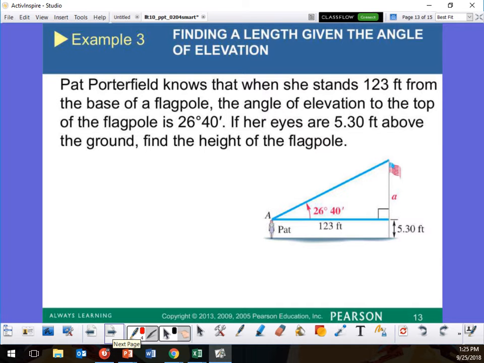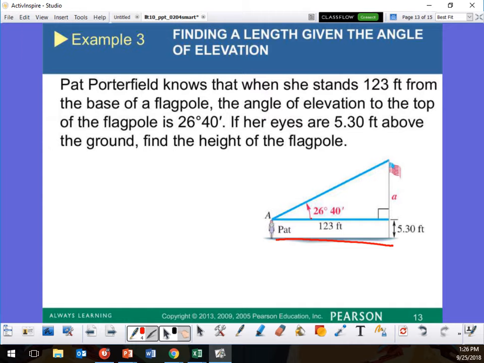So now, this right here says, Pat Porterfield knows that when she stands 123 feet from the base of a flagpole, so that's 123 feet going this way, right? Okay. Is 26 degrees, 40 minutes. If her eyes... Oh, angle of elevation. There it is. Angle of elevation.